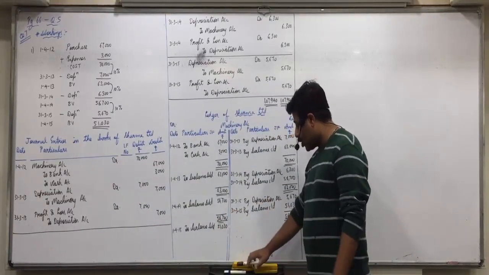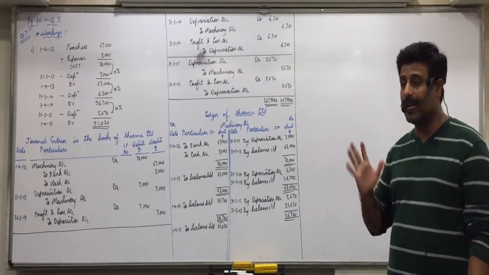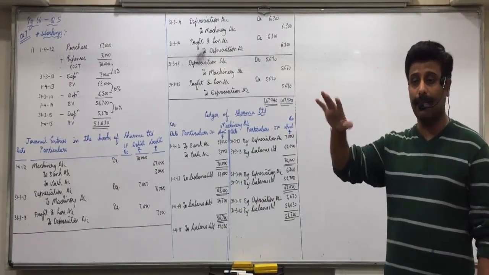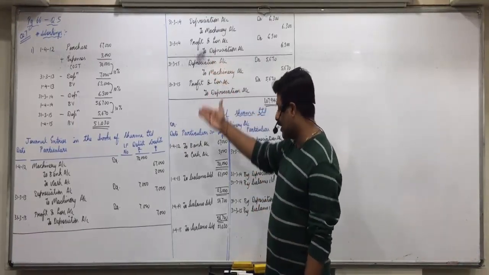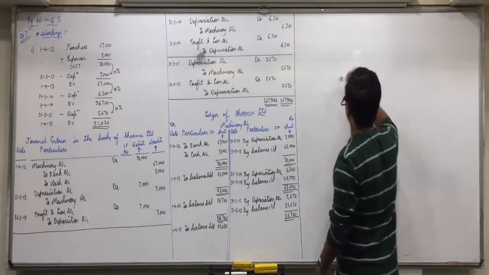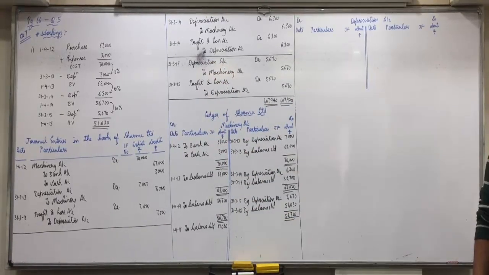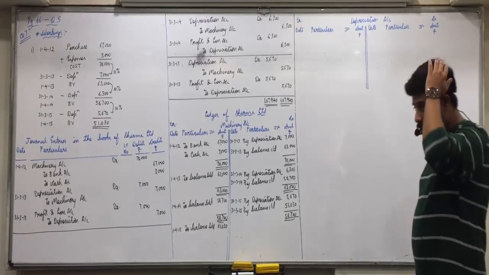Anyone who is having any doubt or is not clear with this, raise your hand. We have done it in the very first lecture, but we did it by the straight line method. Now we are doing the same by the reducing balance method. Accounting remains the same, only the workings were done differently. Okay, now make the depreciation account format.